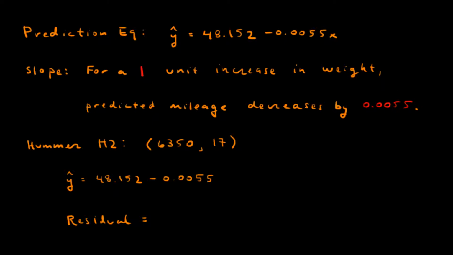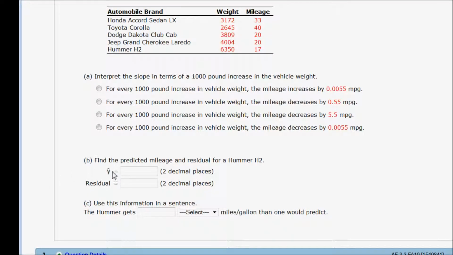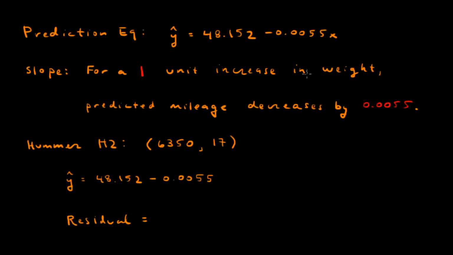In part B, you're asked about the predicted mileage and a residual for the Hummer H2, so that's talking about this last row in the table. To find the predicted, you can just use the prediction equation, so you're going to change this x to what the weight of the Hummer is, which is 6350. That will give you some number. That's going to be your predicted value of y.